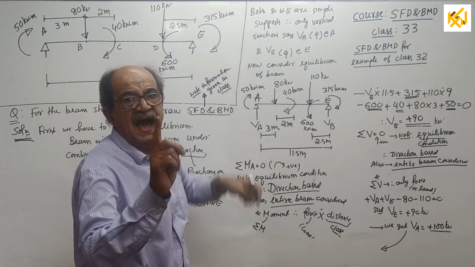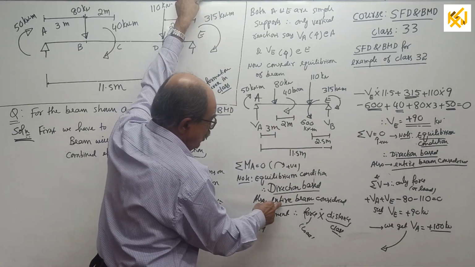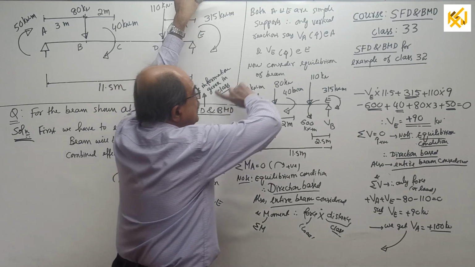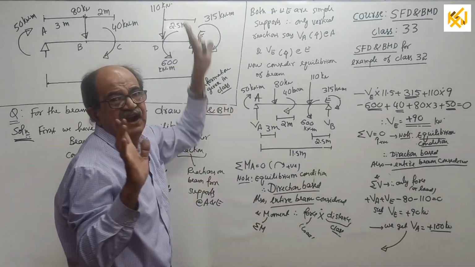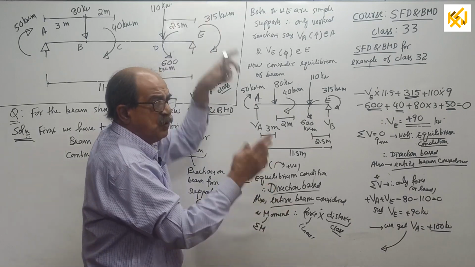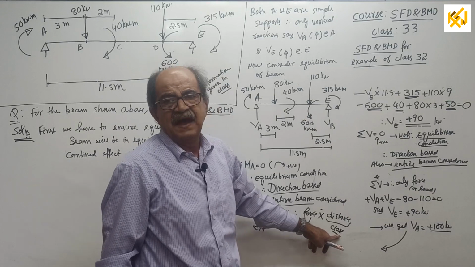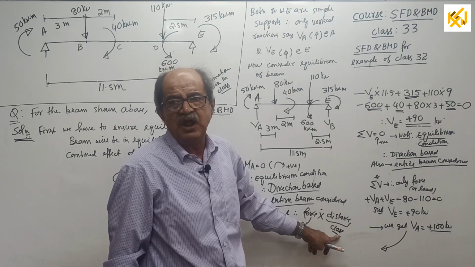Therefore, this is direction based, meaning clockwise or anti-clockwise. Also, since it is equilibrium, the entire beam is to be considered. And lastly, moment, sigma M. So force multiplied by distance. What distance all? In the class, I am telling repeatedly. I want to write here now.